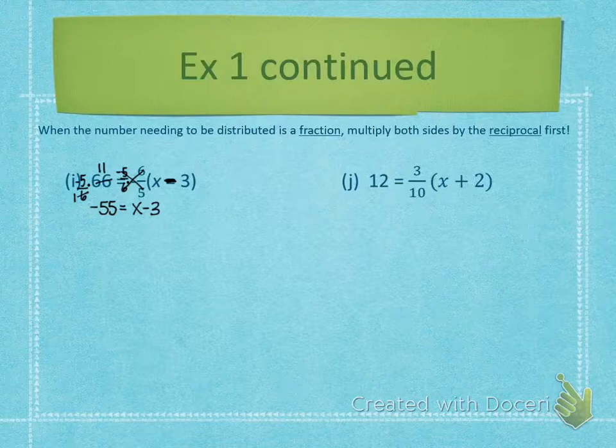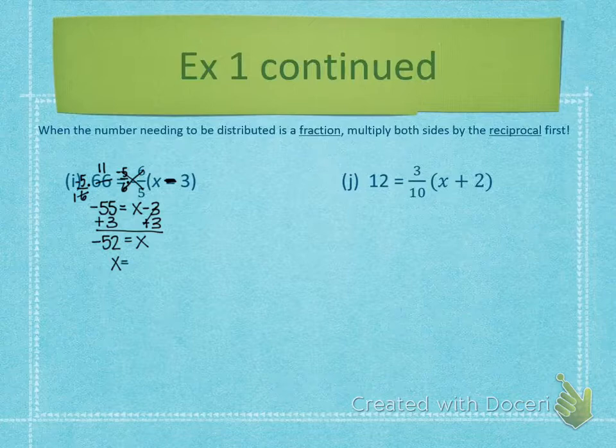How do we solve for x? We add 3 to both sides. Isn't that beautiful? So negative 52 is what x equals. So of course, x equals negative 52 is how we're going to write this final answer. All right. What happens on letter J?